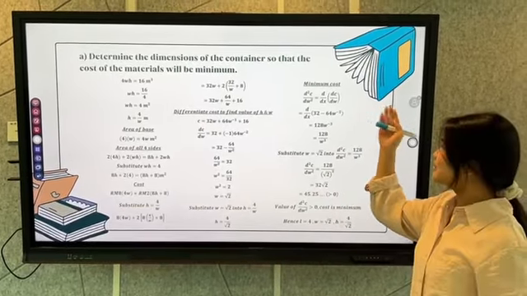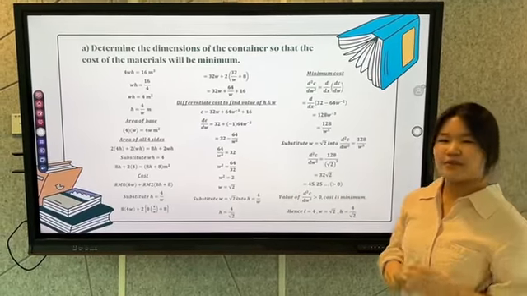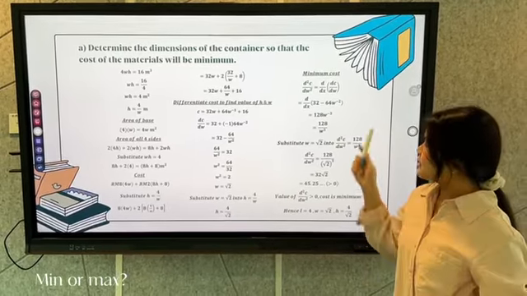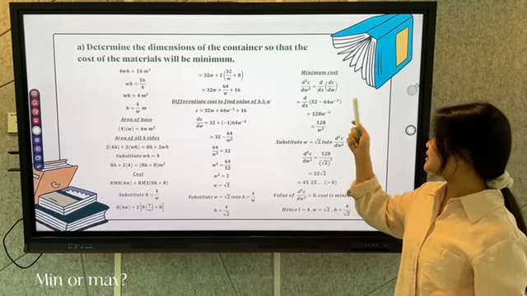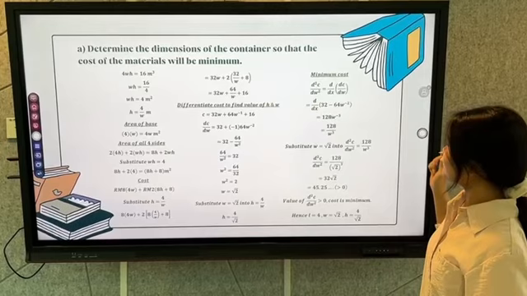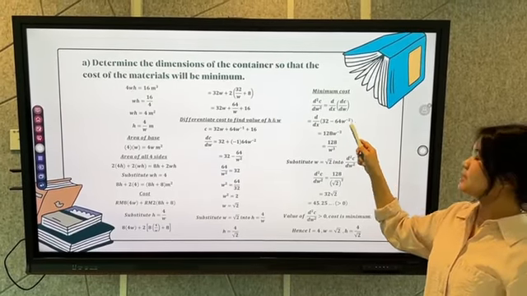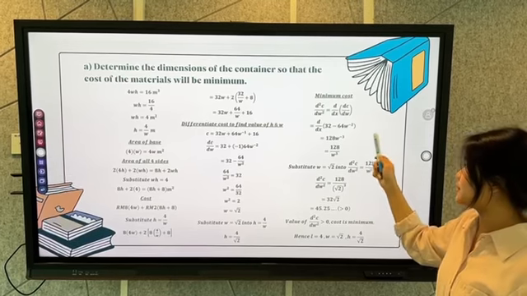Next step, we need to find if the cost is maximum or minimum. So we have to do the second derivative. To do the second derivative, we need to derive the first derivative, which is this equation. So we differentiate 32 minus 64 w to the power of negative 2.